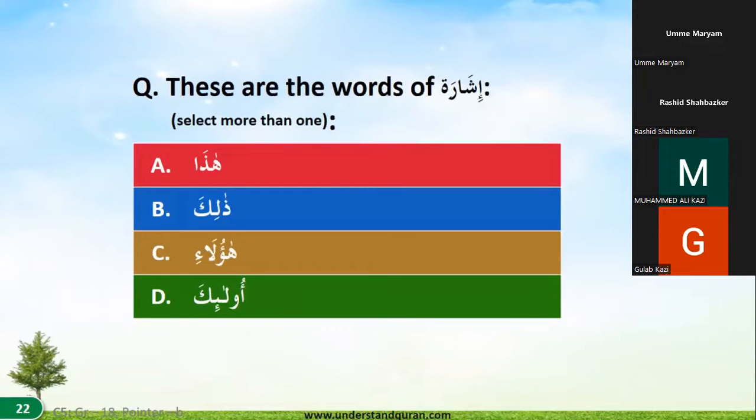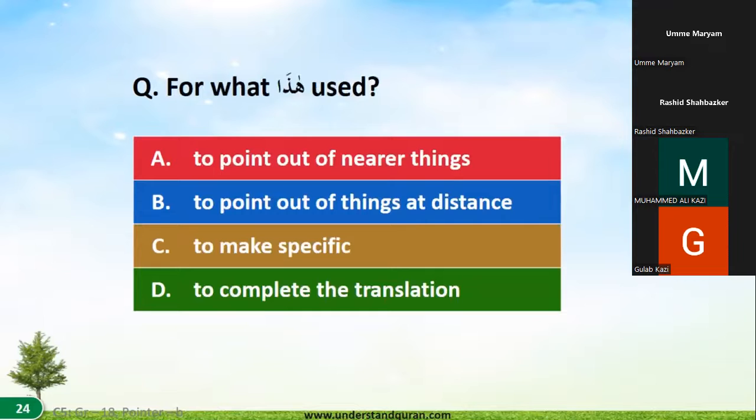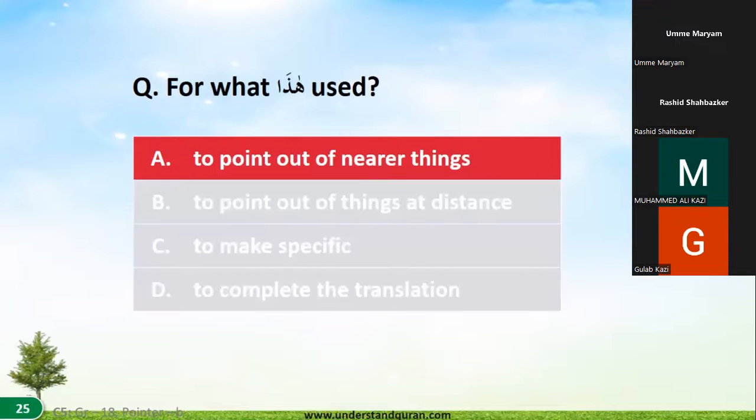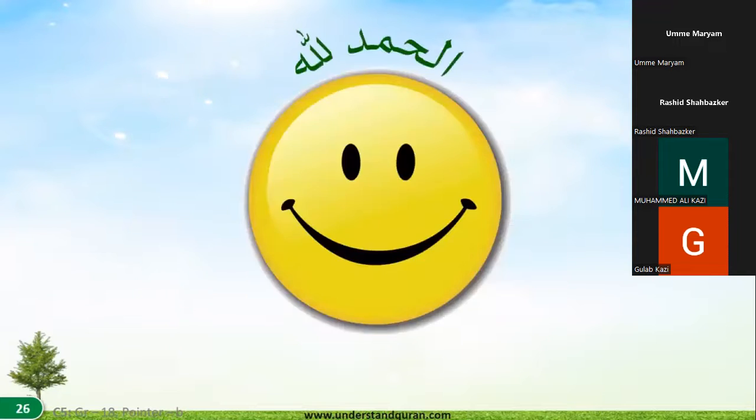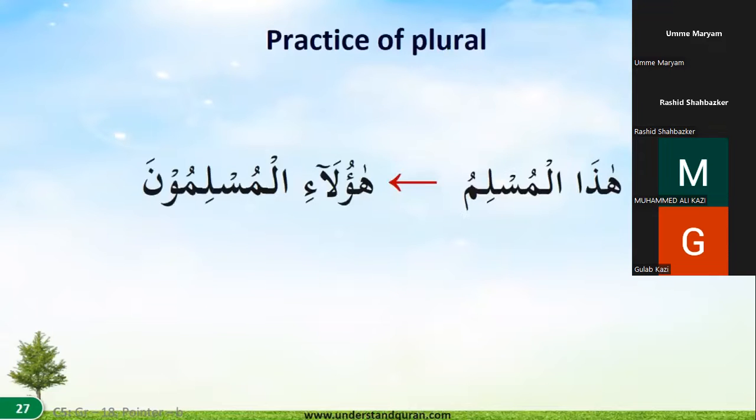These are the words of ishara: haza, yes. Dalika also, yes. Dalika is that. Haulai and ulaika. All four are the words of ishara. For what is haza used? To point out near things. So it is ishara kareeb. Right? Alhamdulillah. So this is something which is okay.